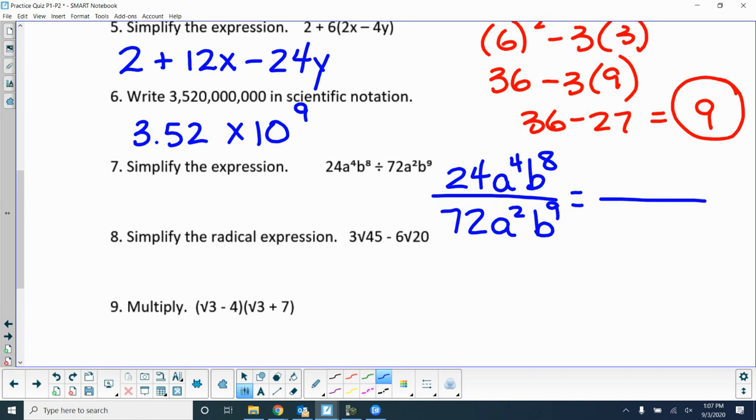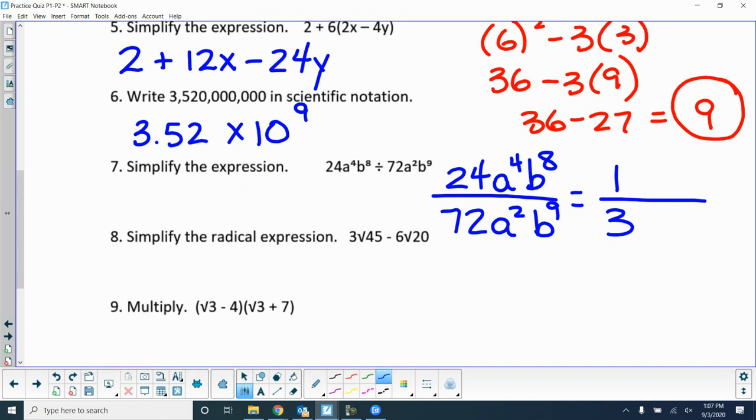So the first thing I do is look at the 24 and the 72. I try to figure out a number that goes into both of those. Did you guys figure out what number goes into both of them? Yeah, 24. Okay. So 24 goes into 24 once, and 24 goes into 72 3 times. You don't have to put the 1 unless it's the only number that's up there, the only thing at all that's up there. If there's no A's or B's, then you need to put the 1. If there's A's and B's up there, you don't have to put the 1.